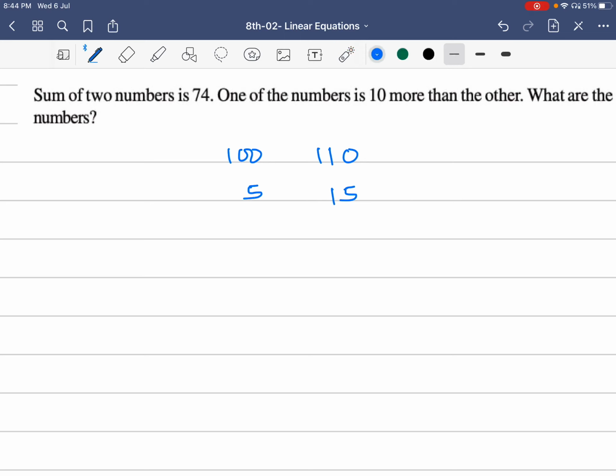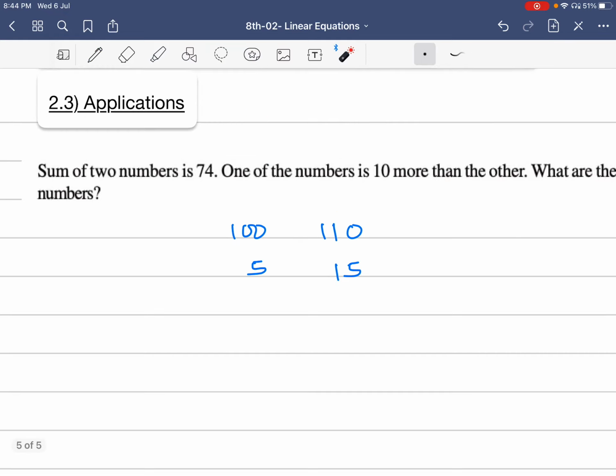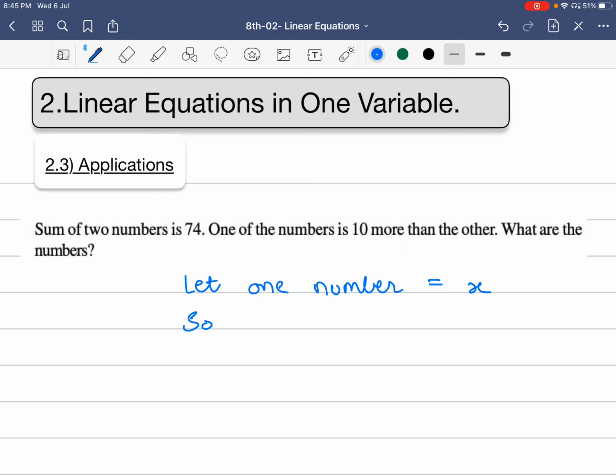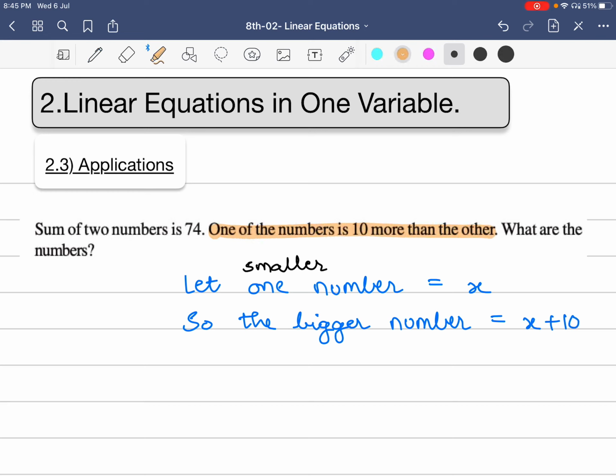Now I'm going to use this hint that is given here. Remember that in the end, we have to form a linear equation in one variable. So let one number be equal to x. To be very specific, let the smaller number be equal to x. So very obviously the bigger number is going to be x plus 10. Why? Because that's what the problem has mentioned here. One of the numbers is 10 more than the other. So if one number is x, the other will be x plus 10.